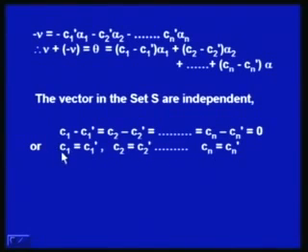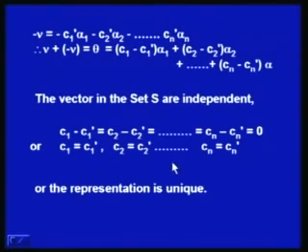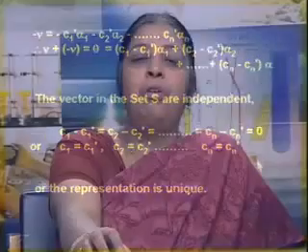So all Ci's are equal to the corresponding Ci dash, and that means they are not different. So what we can say is there is only one representation possible. We started with two different representations, but ultimately they come out to be the same. So we say the representation is unique. So this establishes the theorem.